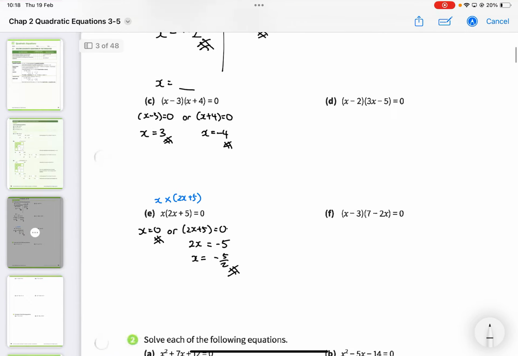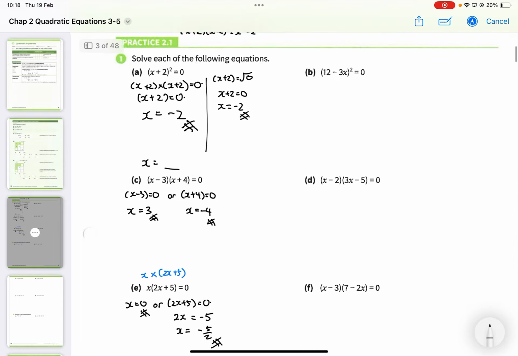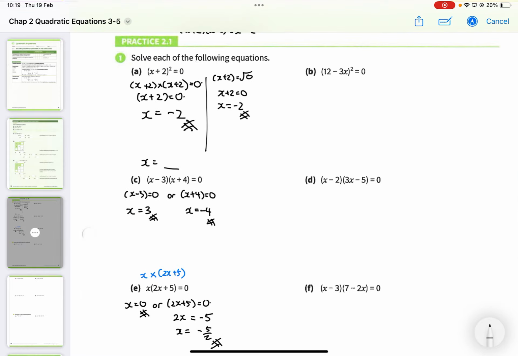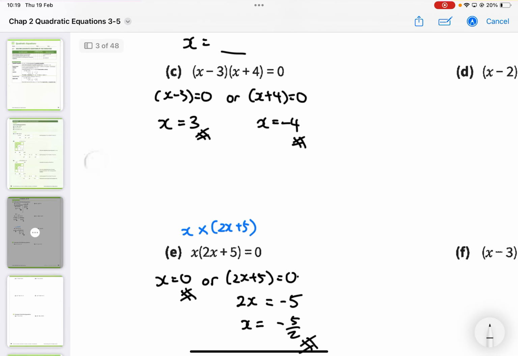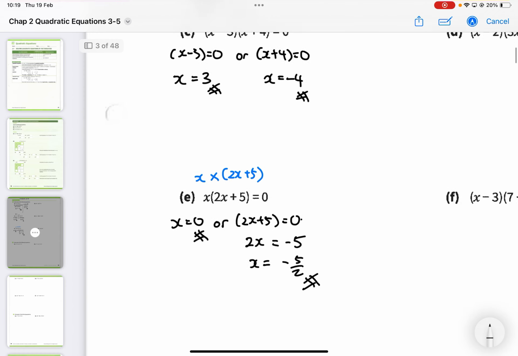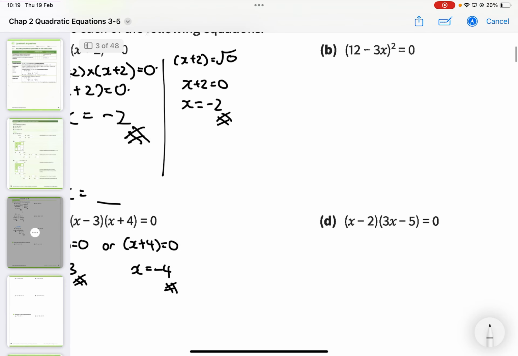Okay, now your turn to try. B, D, and F. Try all this. Go by the same understanding. Something times something equals 0 means one of the somethings must be 0. Try.